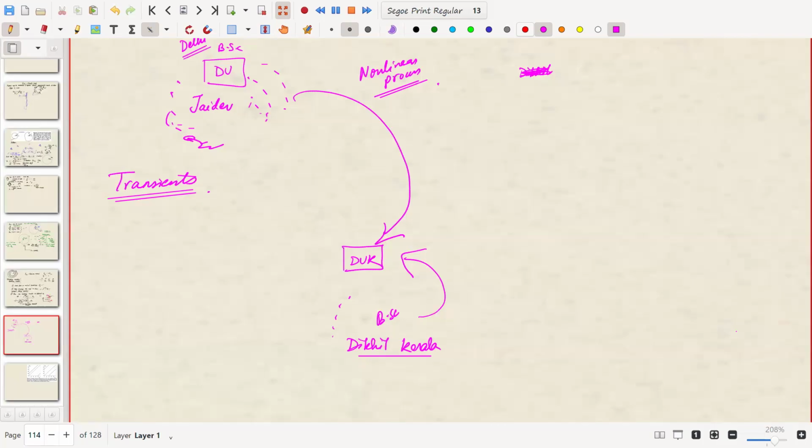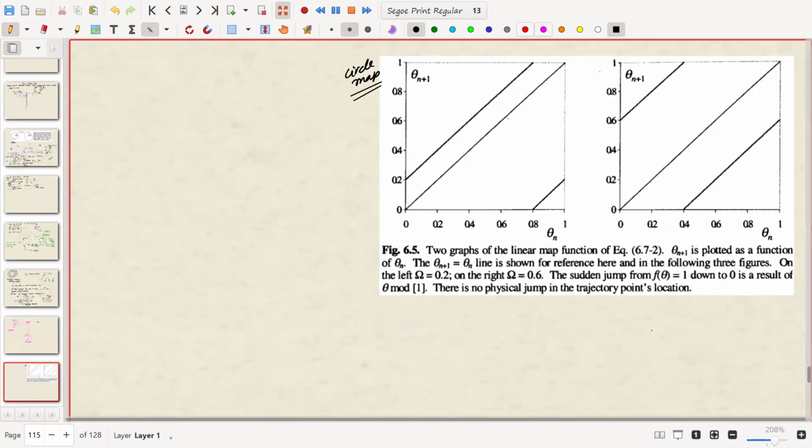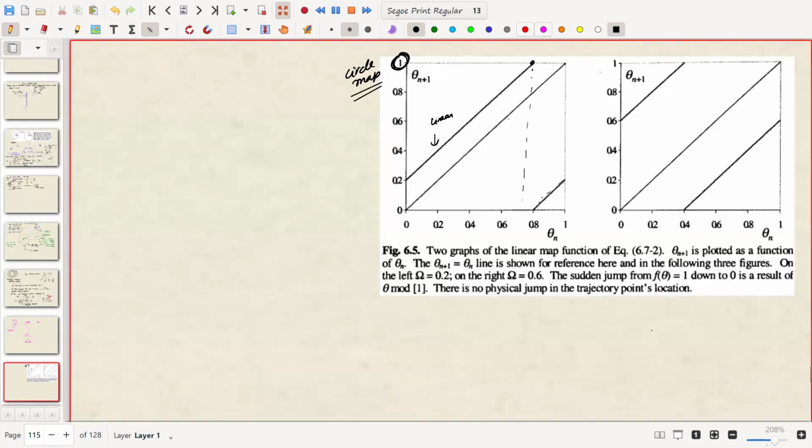So can we come back? Can you see this example right here? So this is the circle map, isn't it? Do you agree with me? This is the circle map. The moment it hit one, it came down again and started from here. Agreed? So this is the circle map.